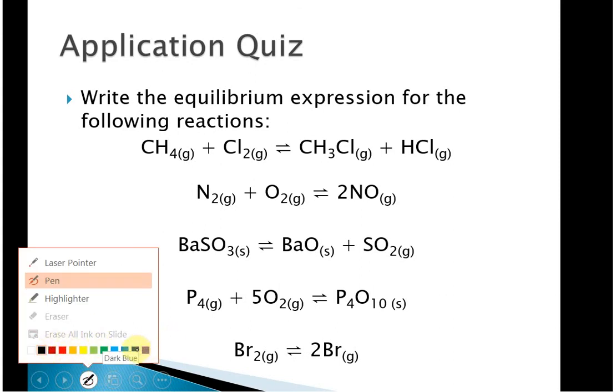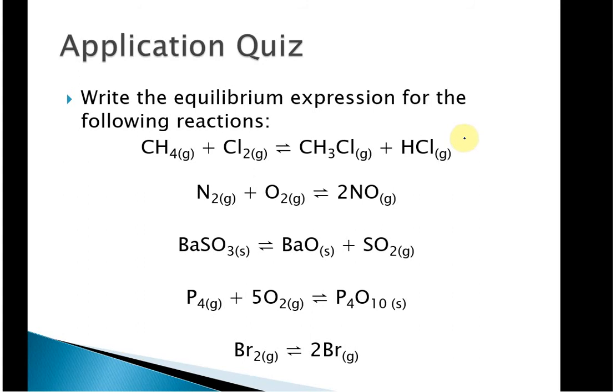I am going to assume that you have hit pause and you are coming back, and I'm going to deal with this. So K, I'm going to look, all gas. I do a tally, there's 1 carbon on each side. 4, 3 plus 1 is 4, 2, 1 and 2. This is a balanced equation. So now I'm going to put products over reactants. So CH3Cl, there's a 1 here so I don't care, times HCl over CH4, methane, times Cl2. Just like that.